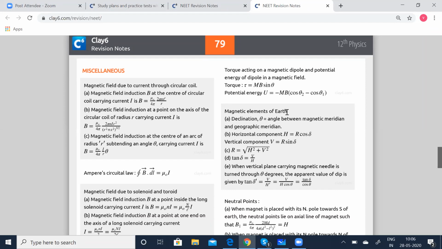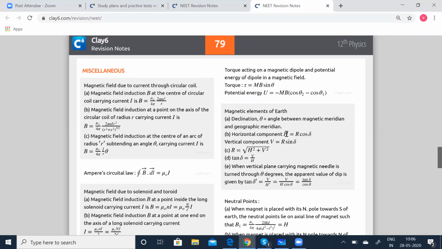When you consider the Earth as a magnet, obviously it has a declination, the angle of declination, theta, which is equal to the angle between the magnetic meridian and the geographical meridian. So Earth has its own pole, and the magnet which we consider is going to have its poles. The angle between these two is the angle of declination, which is represented by theta.